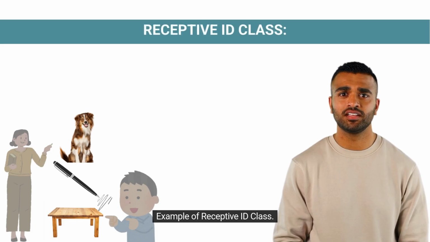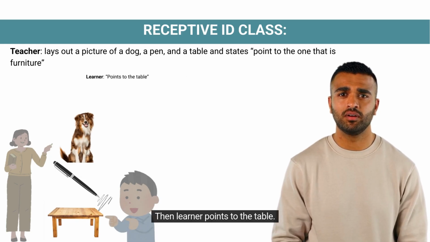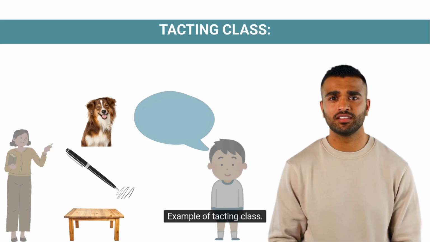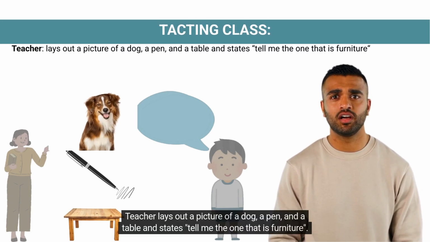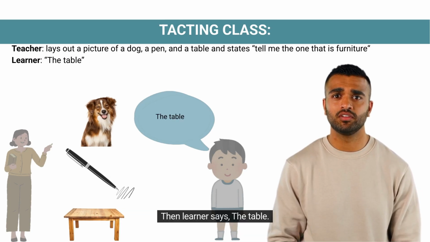Example of receptive ID class: teacher lays out a picture of a dog, a pen, and a table and states, point to the one that is furniture. Then learner points to the table. Example of tacting class: teacher lays out a picture of a dog, a pen, and a table and states, tell me the one that is furniture. Then learner says, the table.